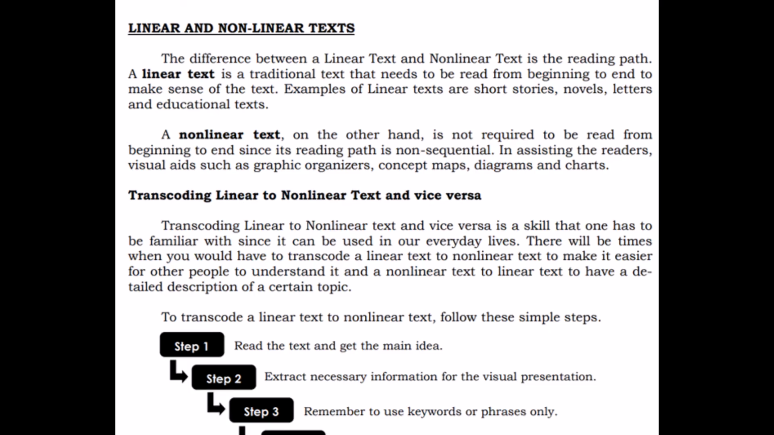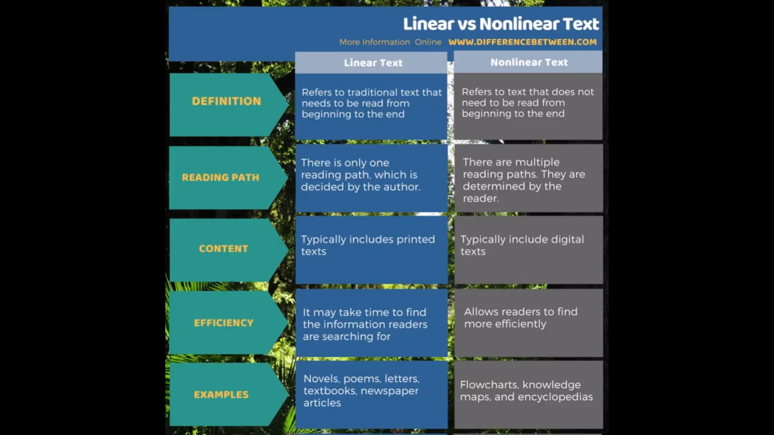Let's proceed with day 2 learning tasks. The first thing you're going to do for day 2 is to read the lecture or discussion about linear and nonlinear texts on pages 12 to 13. You have to read everything written on that part to understand what is linear and nonlinear texts.